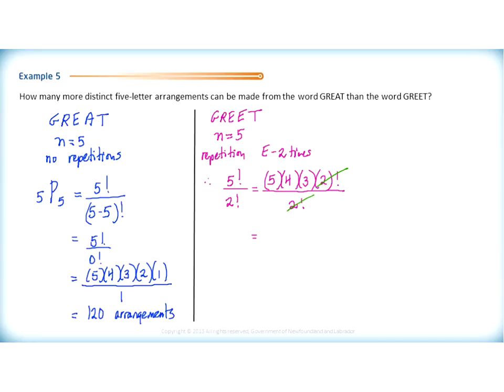And 5 times 4 times 3 is equal to 60. So in this case here, because we have repetition, there are just 60 different possible arrangements. So then how many more 5-letter arrangements can be made from the word great than the word greet? We can simply answer that question by taking 120 and subtracting 60, so there would be 60 more different 5-letter arrangements from the word great than the word greet.